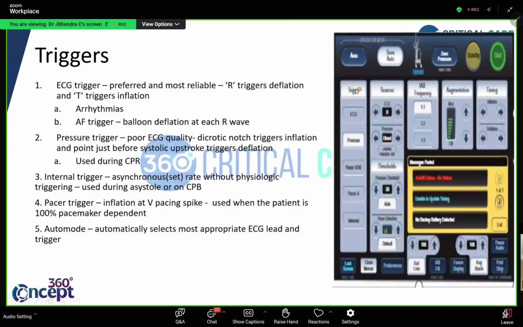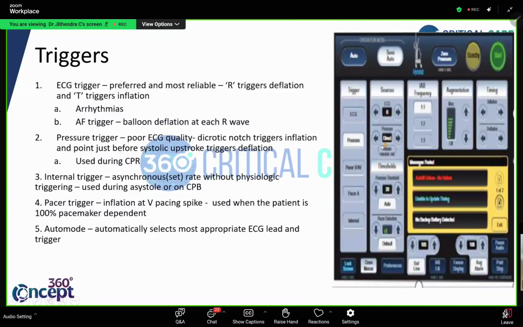Apart from that, the most important thing that you should know is your trigger. Trigger is the one which will start the inflation in the IABP balloon. The common ones are your ECG, next is pressure, then pacemaker, then only arterial pacemaker. Next you have internal mode, which is like a default mode. I'll tell you when to use these and what the advantages are. Based on the source, you can set, say for ECG, which lead to select. From the pressure, you can time your pressure, the thresholds, all of this.